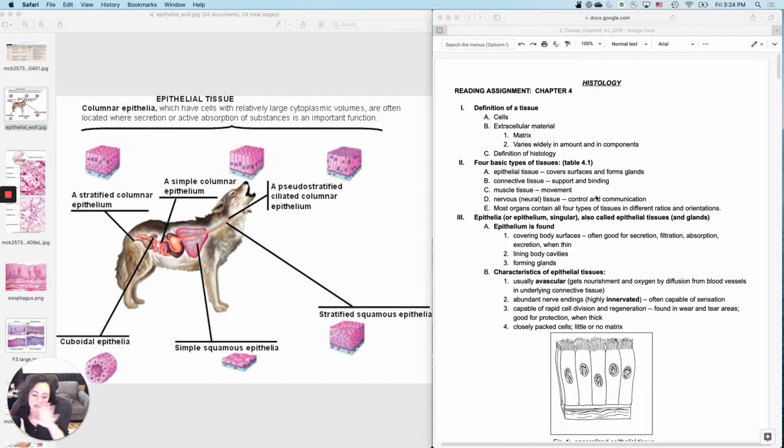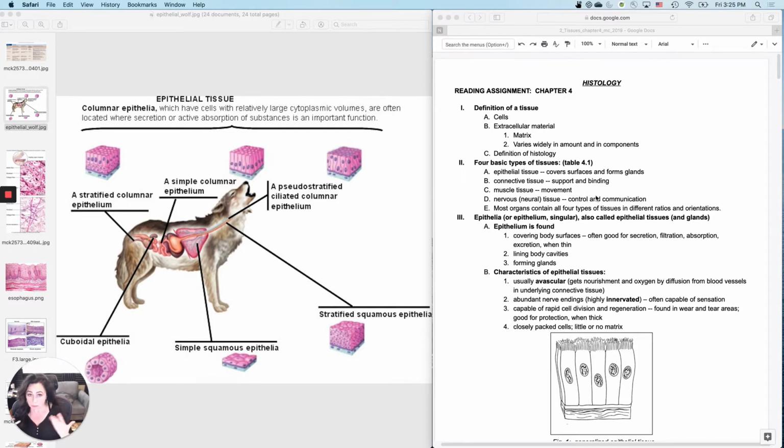Histology, starting a new topic. I want to introduce you guys to histology. You've probably heard the name before with the levels of organization in biology. You go from cells to tissues. The term histology is basically the study of tissues.